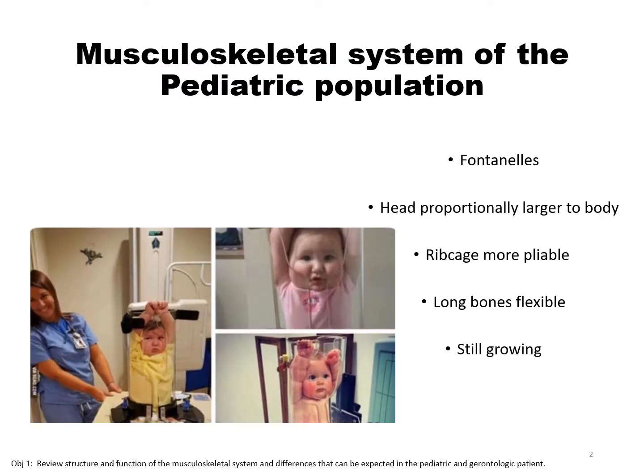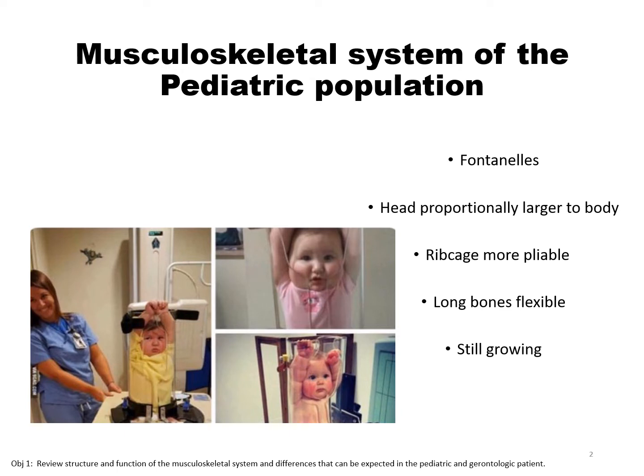All right, so how does the musculoskeletal system differ between adults and the pediatric population? To begin with, newborns have openings in their skulls called fontanelles, and the anterior fontanelle typically doesn't close until around 9 to 18 months. So if you are assessing a younger child, that's one of the things you want to keep in mind.